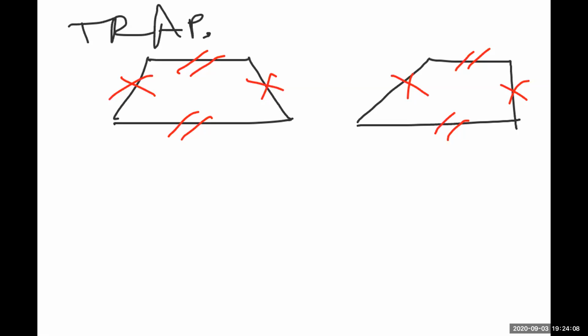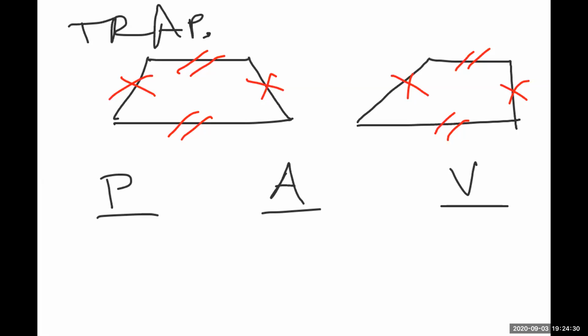Trapezoid. So on the trapezoid, again, we have perimeter, area, volume. The perimeter is, you're just adding up the sides. And for this course, I would be giving you all 4 sides. You wouldn't have to calculate it any other way.